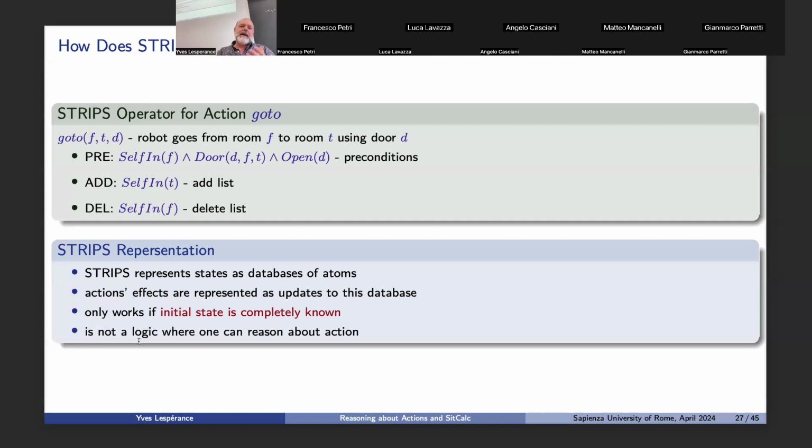And the other thing is that STRIPS doesn't really use a logic where you can reason about actions. You sort of have a logic to describe states, but that's it. You cannot describe what sequence of states you might go through. So that's about STRIPS.